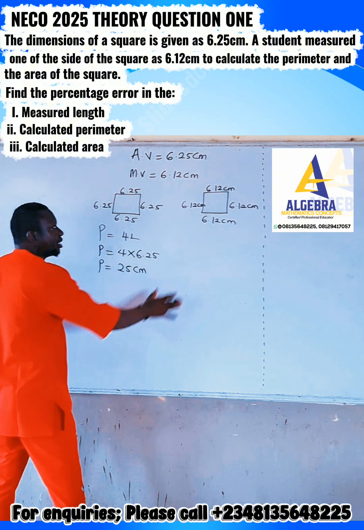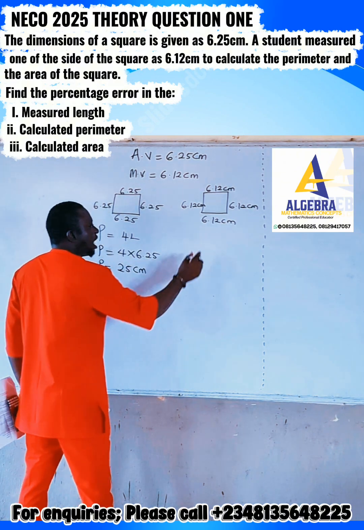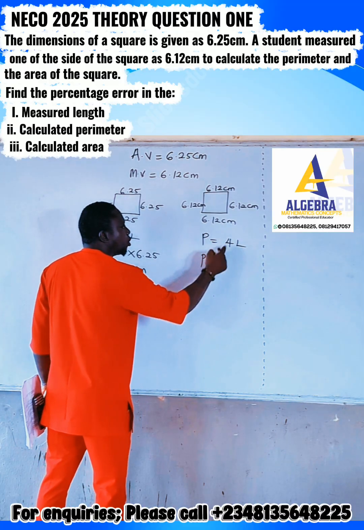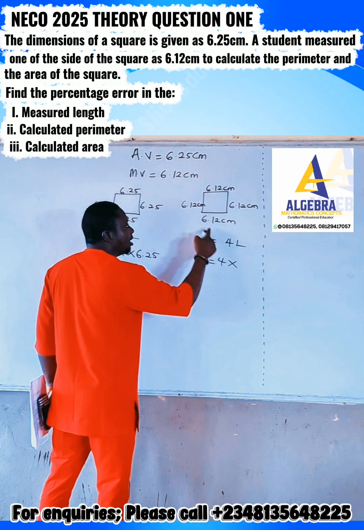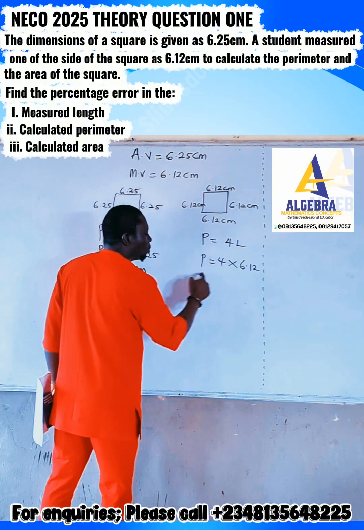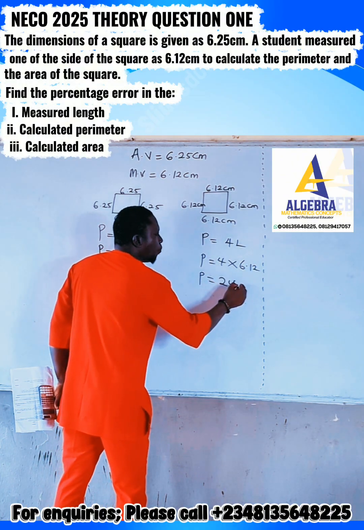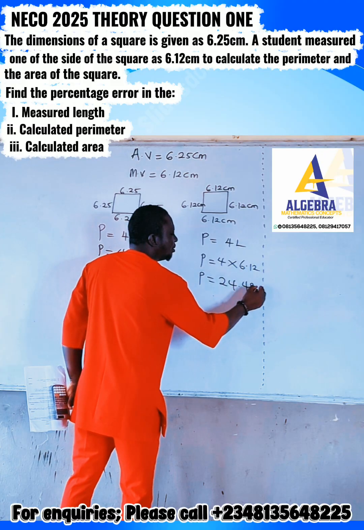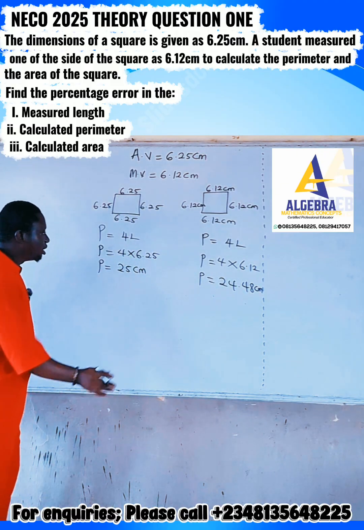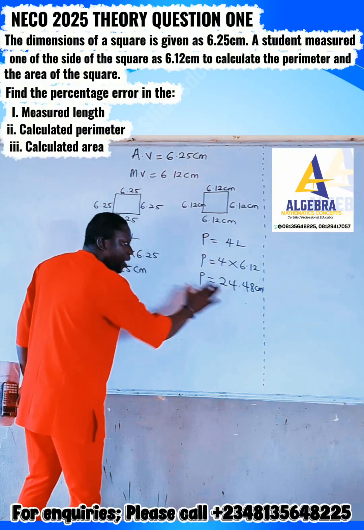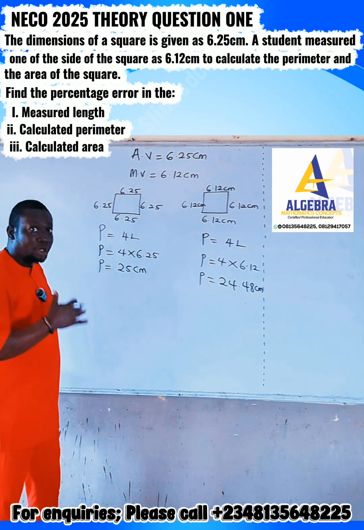That's for the actual. While for the measured, I have perimeter equals 4L, which is 4 times 6.12. I have 24.48 centimeter. Now, this is the actual perimeter, and this is the measured perimeter. Let me also get the area.